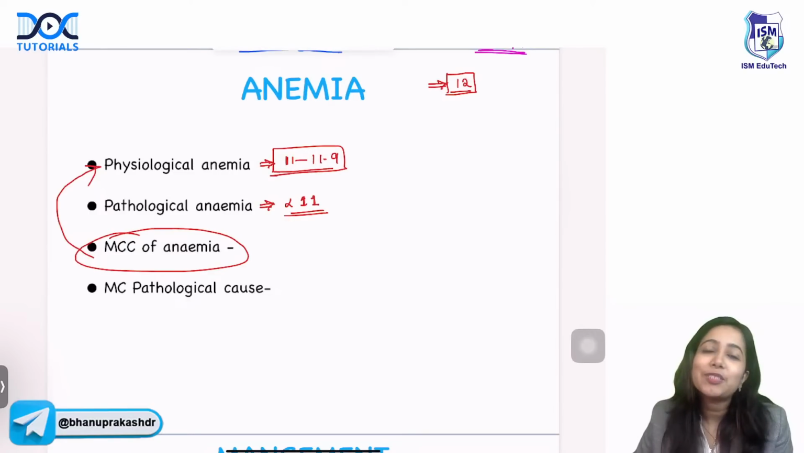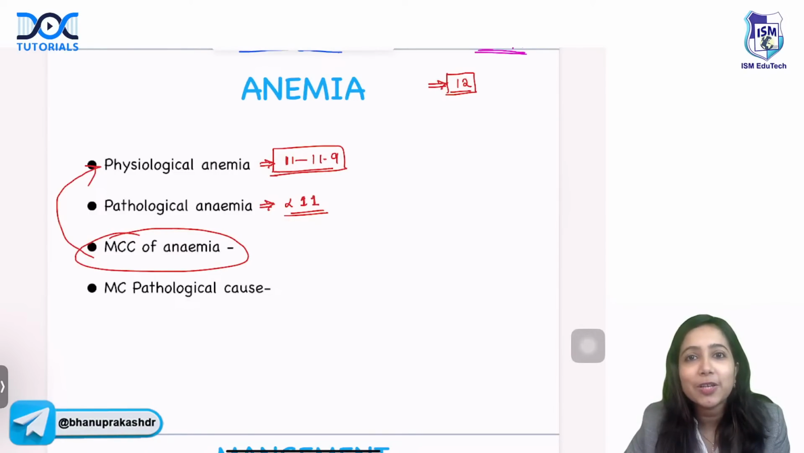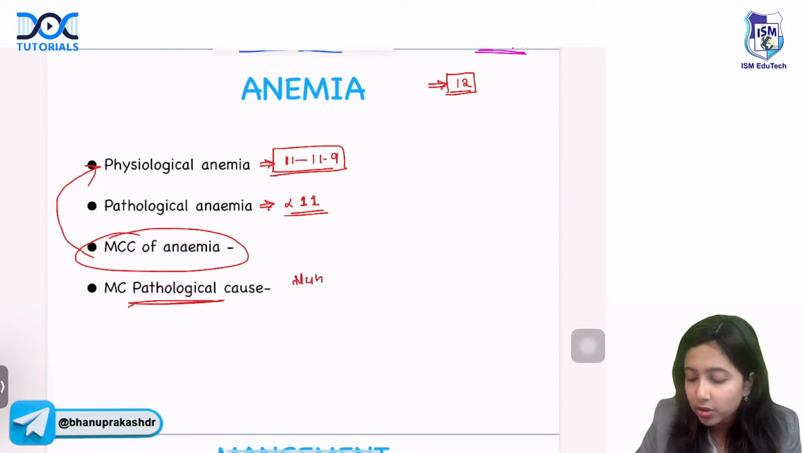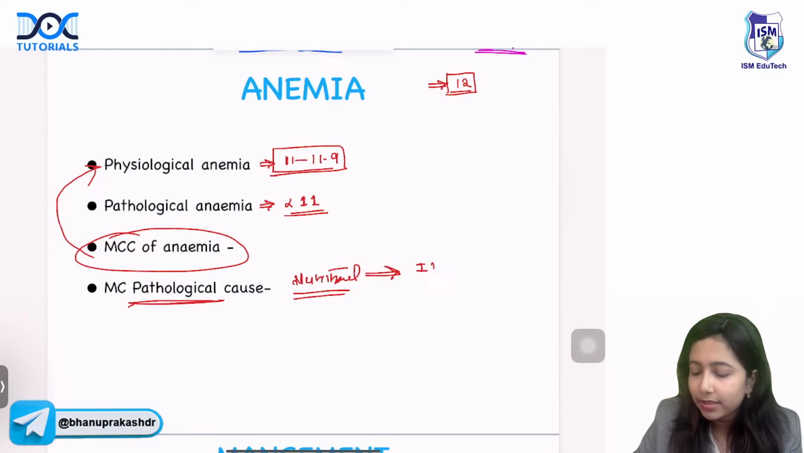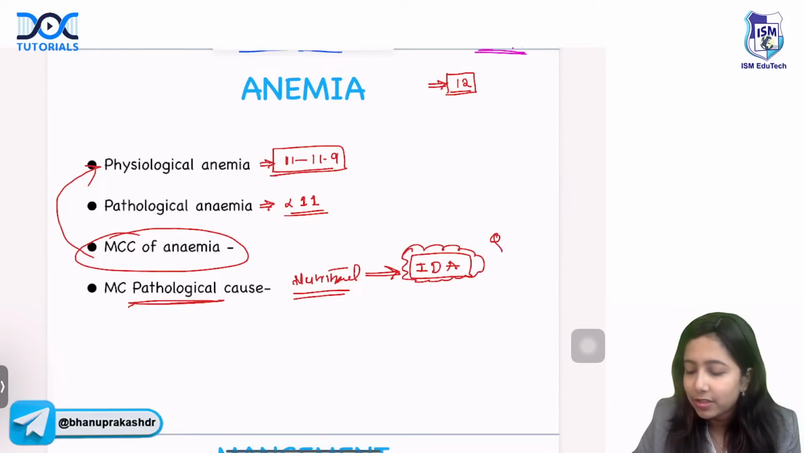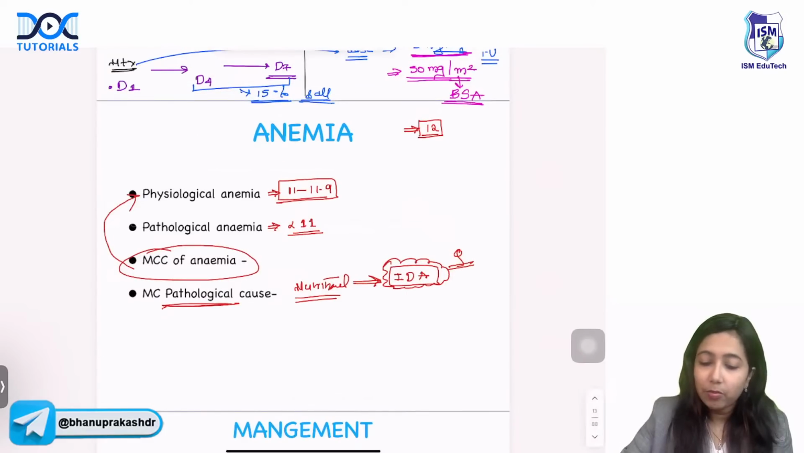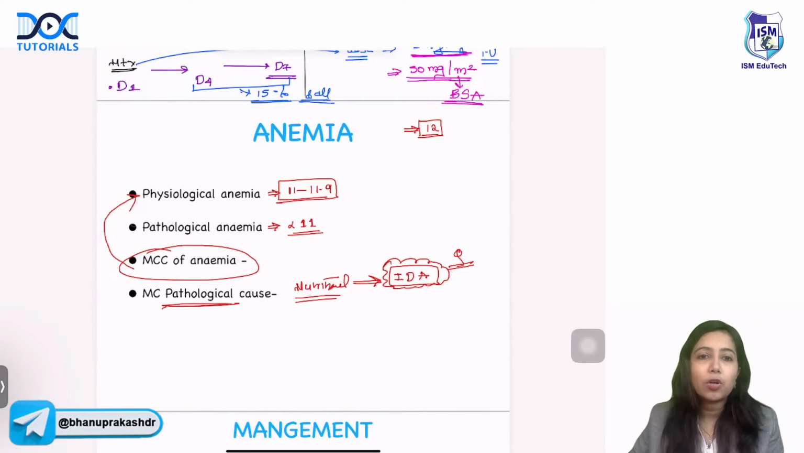So mostly in the question, they might not give you physiological anemia. So what is the next most common cause after physiological anemia? The next most common cause is the causes which lead to pathological anemia. And the most common among these is nutritional. Among nutritional, the most common is iron deficiency anemia. Yes, so this is about the anemia. So we have physiological, pathological. Pathological is less than 11.